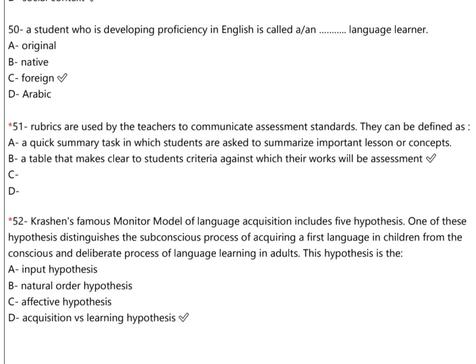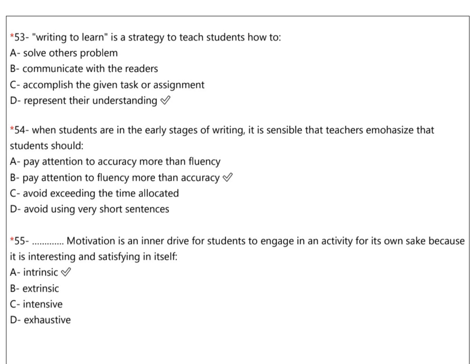52. Krashen's famous monitor model of language acquisition includes 5 hypotheses. One of these hypotheses distinguishes the subconscious process of acquiring a first language in children from the conscious and deliberate process of language learning in adults. This hypothesis is the: A. Input hypothesis. B. Natural order hypothesis. C. Affective hypothesis. D. Acquisition versus learning hypothesis.